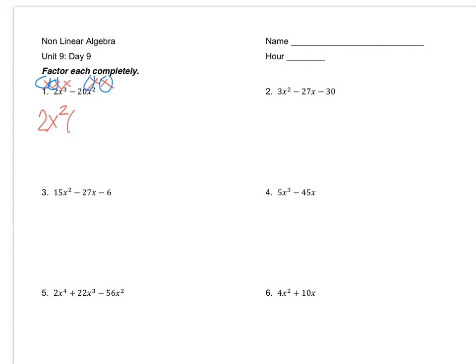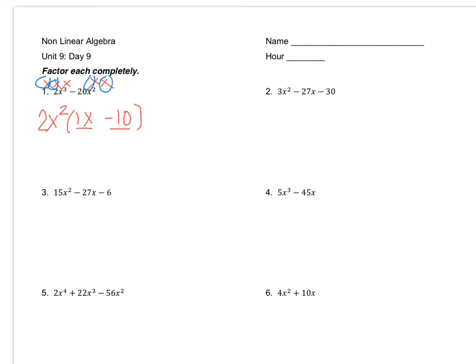Now I have 2 spots to fill. 1, 2. Now remember, factoring is like dividing. 2 divided by 2 is 1, and I took out 2 x's. How many x's do I have left? I have 1 x left. Negative 20 divided by 2 is negative 10. I took out both x's, so I don't have any x's left, so I am done.